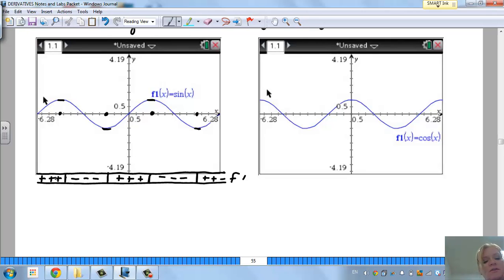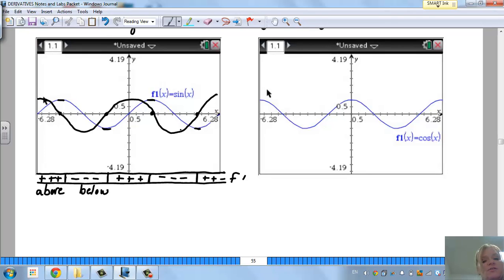Now remember, this is telling us our function is increasing, decreasing, increasing, decreasing. But if you were to graph the derivative, if it's positive, you're going to graph above the x-axis, and if it's negative, you're going to do below. And since we know that trig functions yield trig derivatives, it's going to be another trig function. So let's kind of look at what this would look like. So above, below, above, below, above.